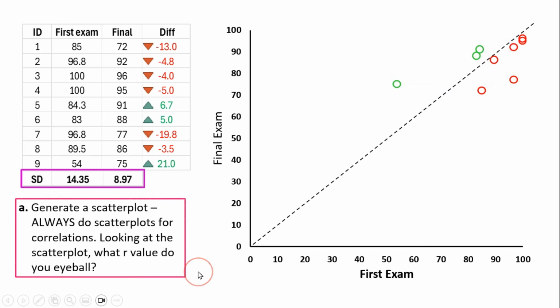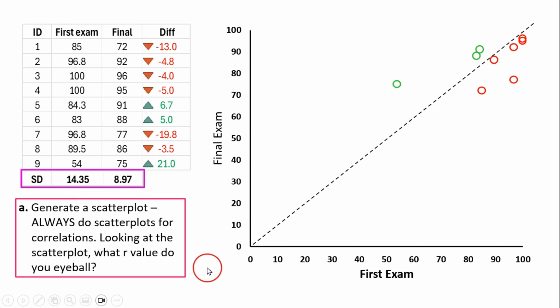So the actual exercise, letter A, says that we should generate a scatter plot, which we did, as you see over here on the right hand side. And you will hear this several times in this video. Always do scatter plots for correlations. And that's going to become evident on the next slide.